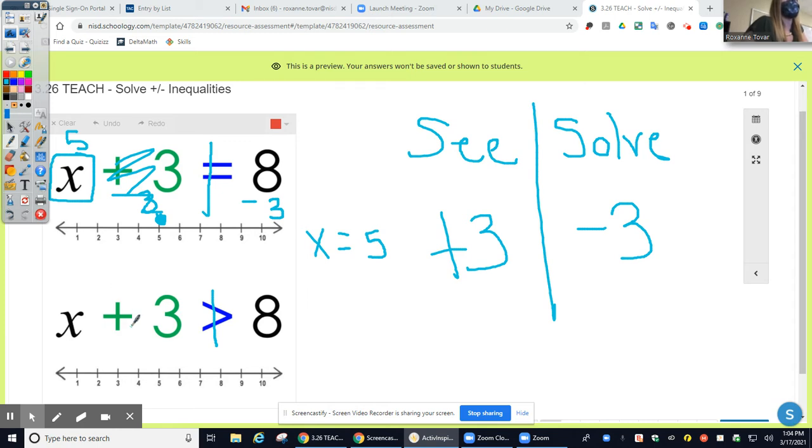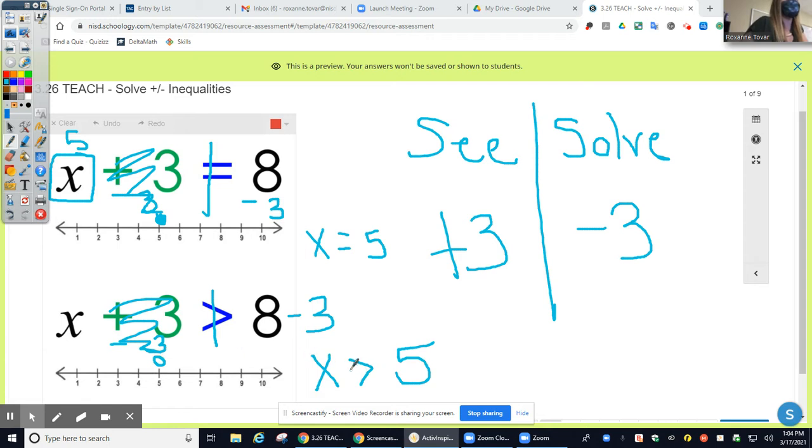So let's see. If we subtract 3 to this side, it cancels out. And we're left with just x. If we subtract 3 to this side, we have 8 minus 3 is 5. Now, instead of putting an equal sign here like we do with equations, we're going to put a greater than symbol. And what this means is x is greater than 5. So we would put an open circle above the 5 because it's not equal to 5.